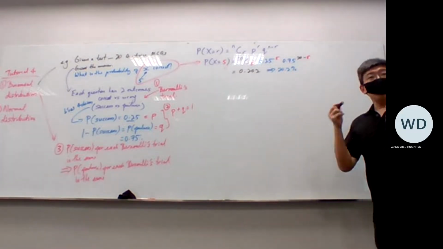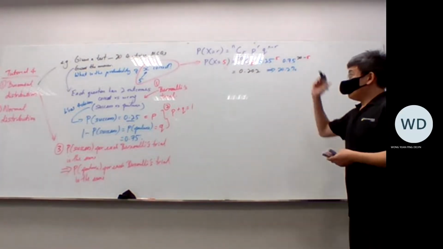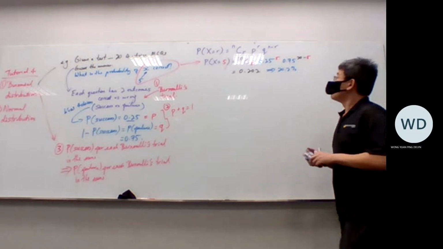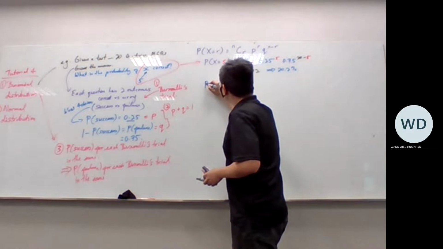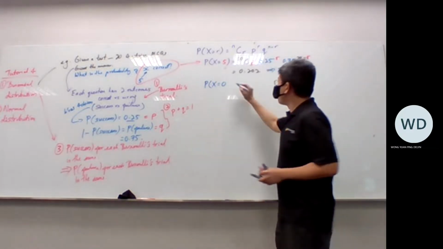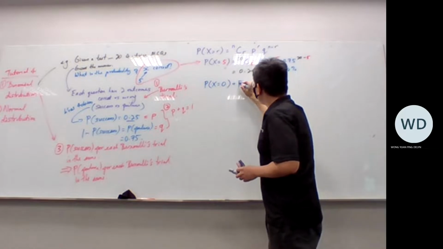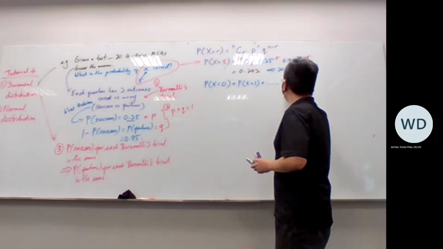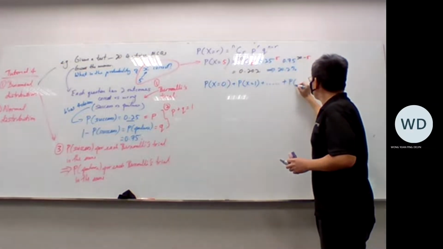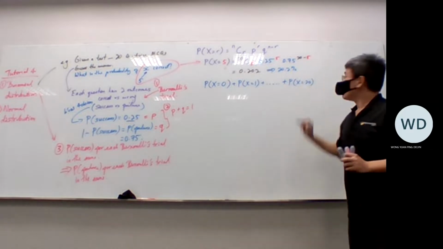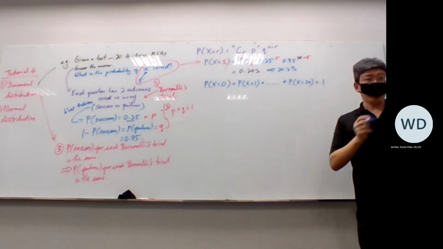Now, this also means that if you were to add up every single probability, the probability of getting 0 correct, plus the probability of getting 1 correct, all the way to the probability of getting full marks, also equals 1.